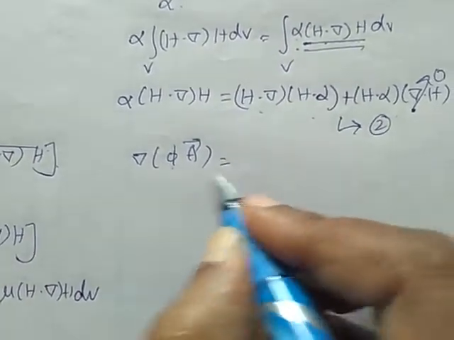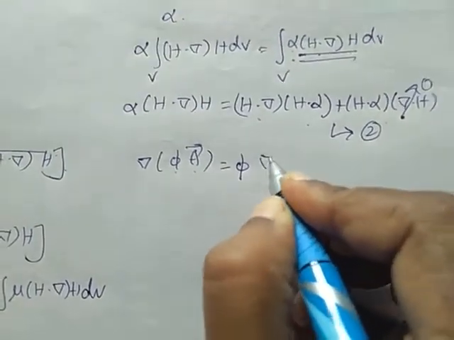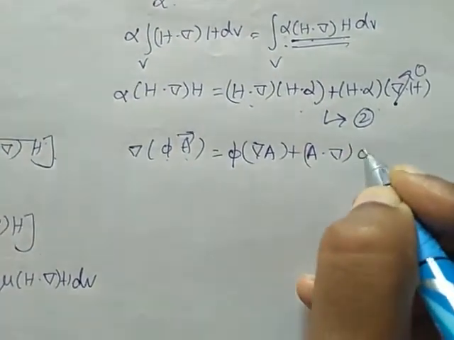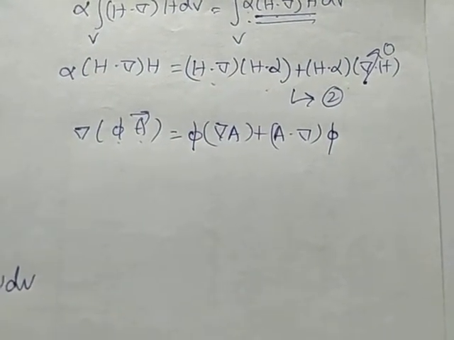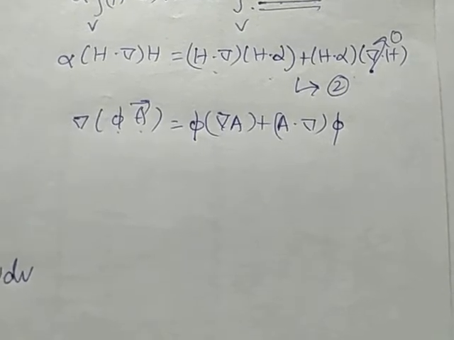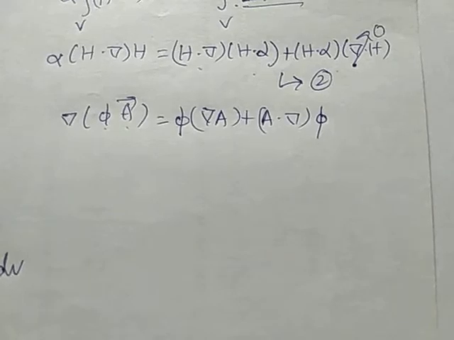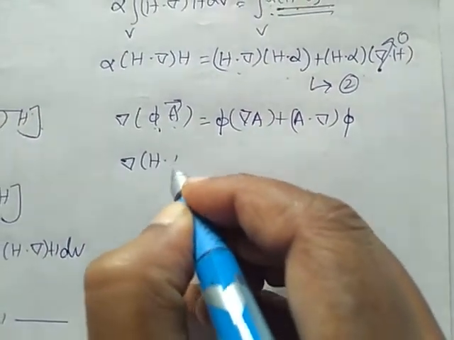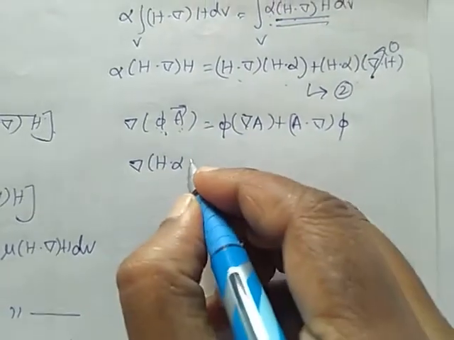Phi is a scalar function, A is a vector function. Del of phi A is equal to phi del dot A plus A dot del of phi. So using this vector identity, del of phi A is equal to this. In the place of phi, I am going to substitute h dot alpha, h alpha, and in the place of capital A, I am going to substitute capital H.